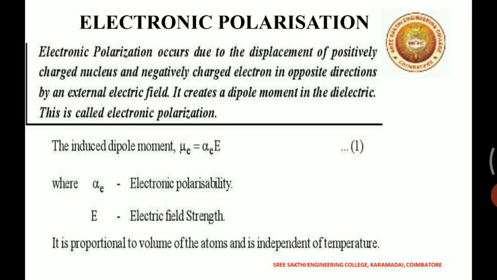The separation of positive and negative charges in two equal and opposite directions by the application of an electric field is electronic polarization. That is, the positive and negative charges in a material separate in two equal and opposite directions when an electric field is applied. This can be expressed as mu is equal to alpha E, where alpha is electronic polarizability and E is the applied electric field.